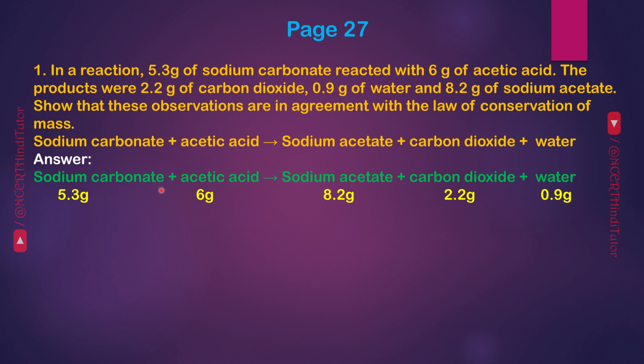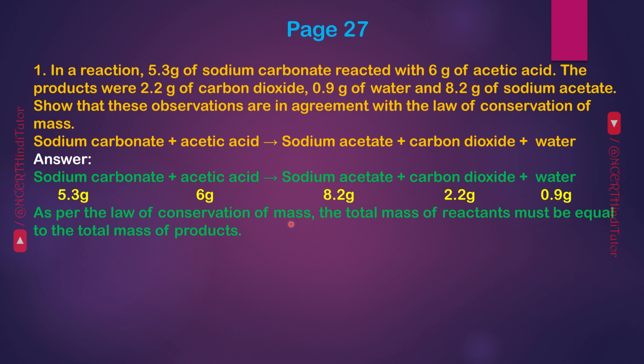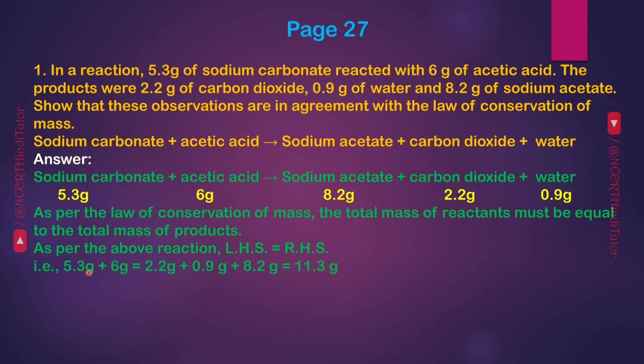Answer: sodium carbonate 5.3 gram, acetic acid 6 gram, sodium acetate 8.2 gram, carbon dioxide 2.2 gram, water 0.9 gram. As per the law of conservation of mass, the total mass of reactants must be equal to the total mass of products. As per the above reaction, left hand side is equal to right hand side, that is 5.3 gram plus 6 gram is equal to 2.2 gram plus 0.9 gram plus 8.2 gram is equal to 11.3 gram. Hence, the observations are in agreement with the law of conservation of mass.